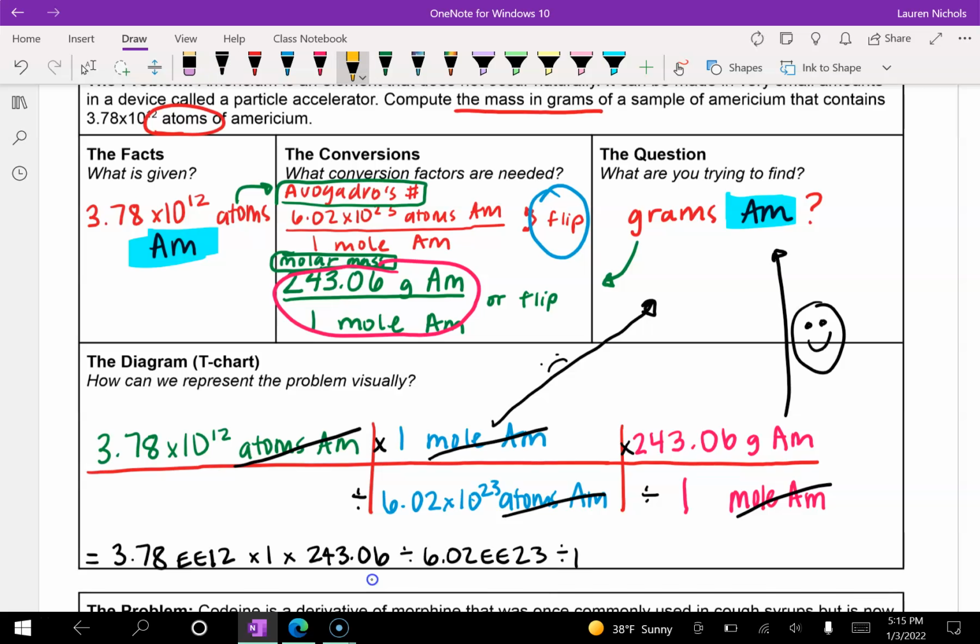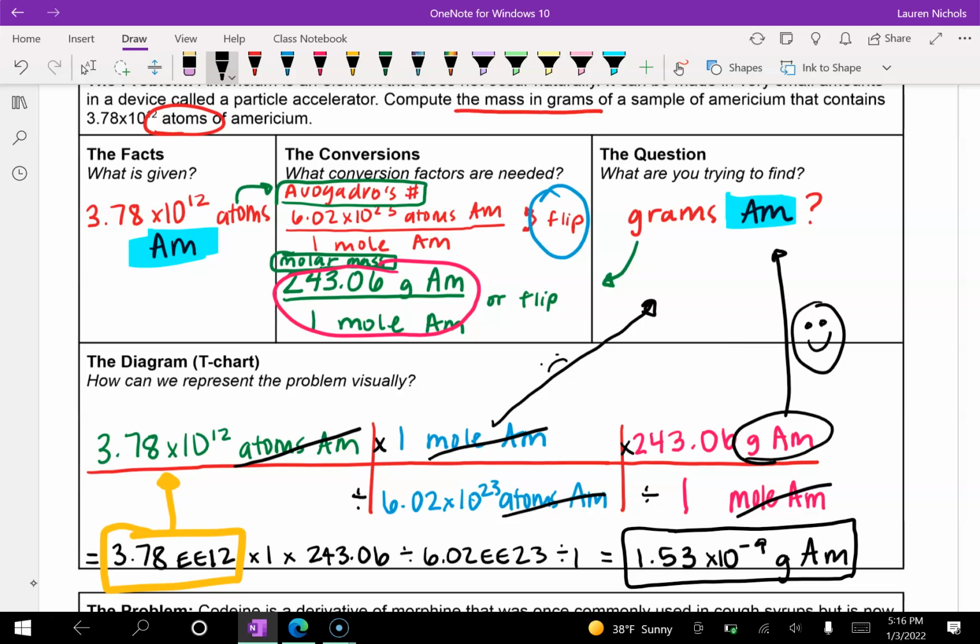Just keep in mind that this number that goes in your calculator first must be your given. Anything else can really go in any order whatsoever. So when we put this in our calculator, we get 1.526, which since this has 3 significant figures, we're going to need 1.53 times 10 to the negative 9, and our remaining units are grams of americium. And so that will be our final answer.